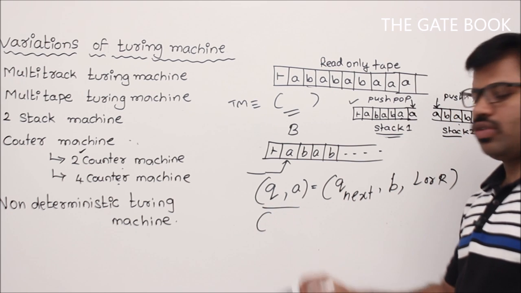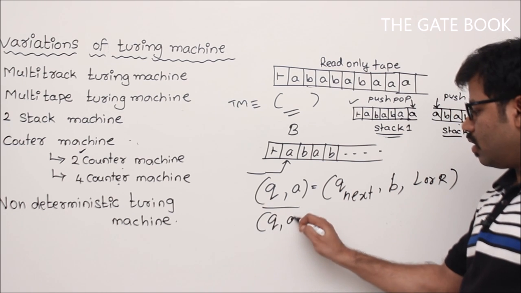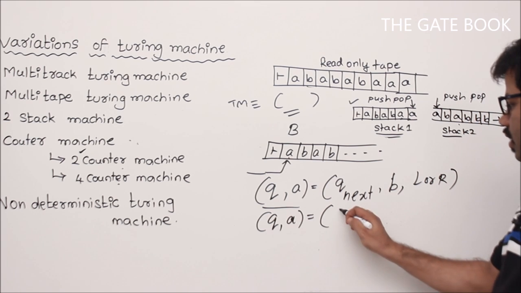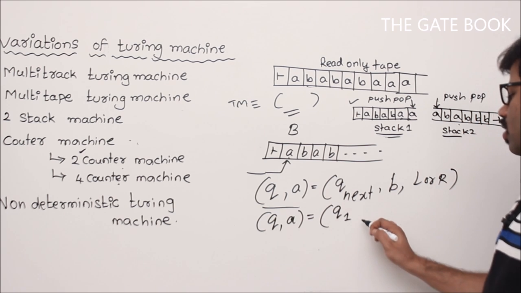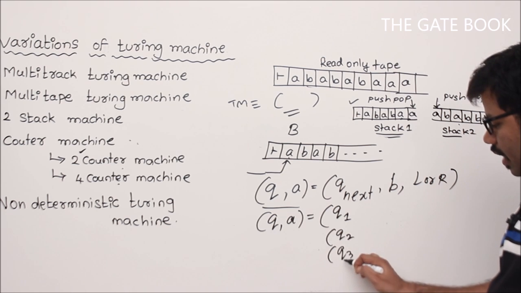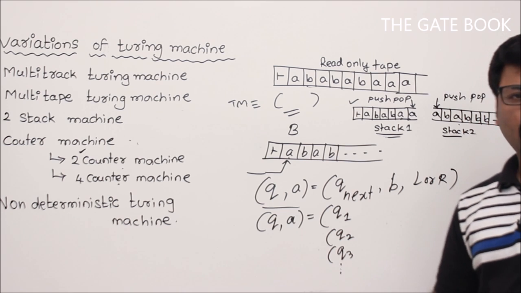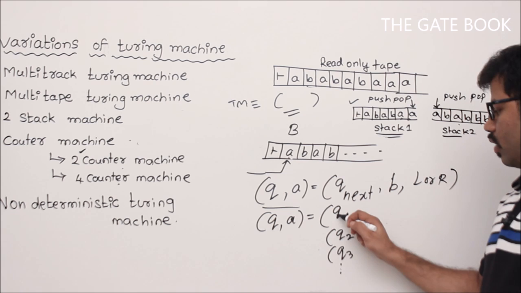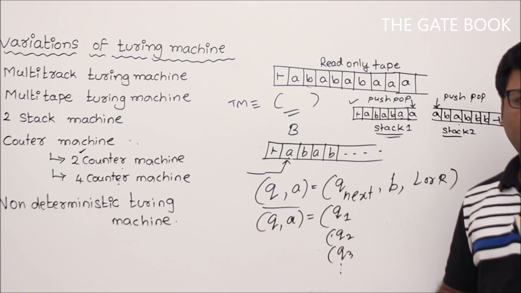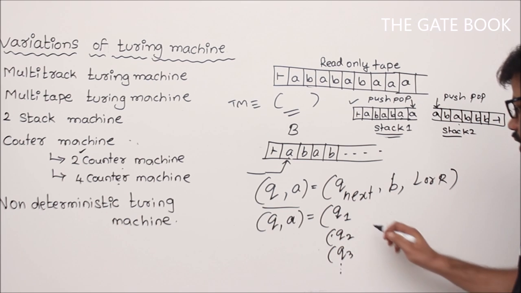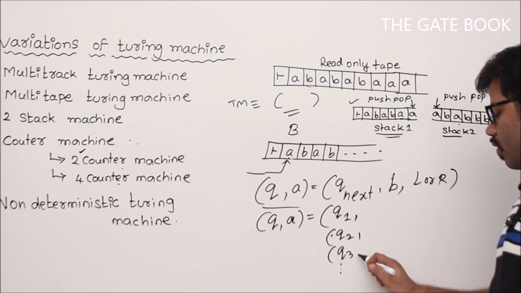But in the non-deterministic Turing machine, Q on A, on a particular input, we can take multiple options. That means we can change the state to Q1, otherwise Q2, otherwise Q3. In that way, any finite number of steps I can go. On input Q, by seeing input A, I can go to any number of states, but the number of states should be finite. For example, you can go to 50 different states. Don't worry. Then it looks very powerful.